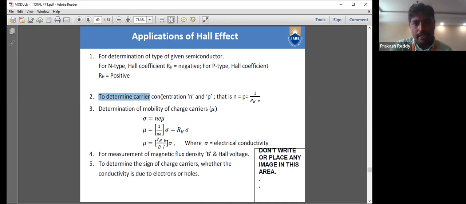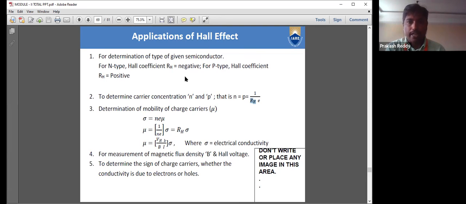To determine the carrier concentration, once we know RH, we can easily find out the carrier concentration, N or P, whatever it is. Using the equation RH equals 1 by N into E, or RH equals 1 by P into E. Once we know the Hall coefficient, we can determine the carrier concentration.